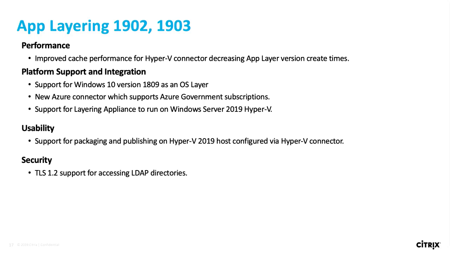We did release a new Azure connector for Azure Gov, and we are now supporting layering appliances running on Server 2019 Hyper-V. We've made some usability improvements to the product, including the ability to package and publish on Hyper-V 2019 hosts as part of the Hyper-V connector work we're doing. And we've been continuously improving security in the product by adding TLS 1.2 support for LDAP querying.